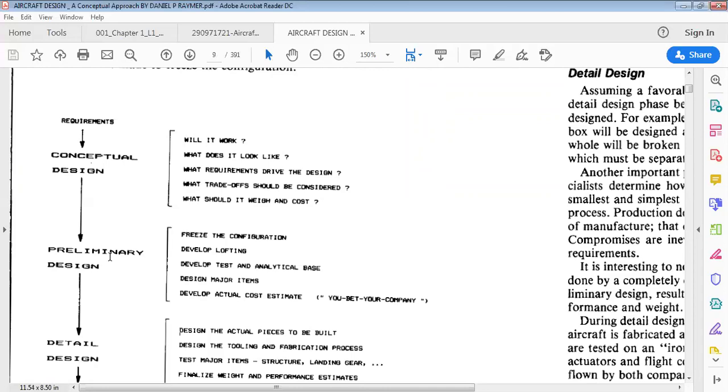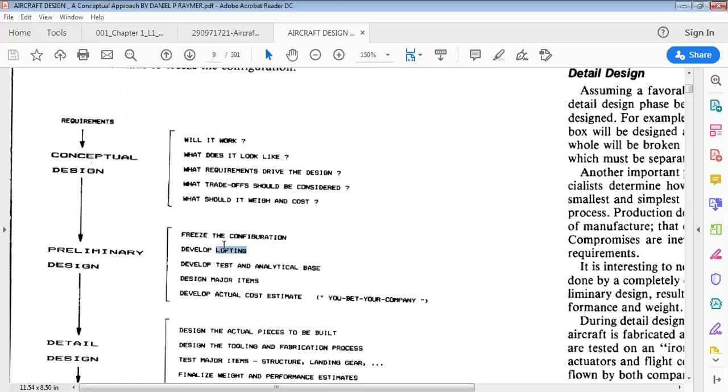Next, we are developing a lofting. Look here, what is this lofting process? Lofting is nothing but a mathematical modeling of the skin of an aircraft, meaning the outer skin of an aircraft. That process is called lofting. That is, a mathematical modeling of an aircraft is called lofting. Okay, develop, test and analytical base.